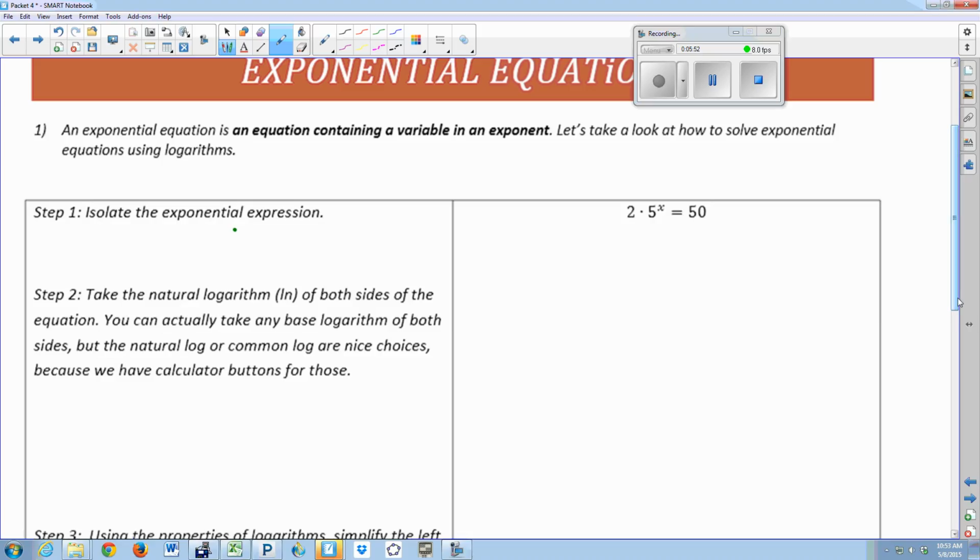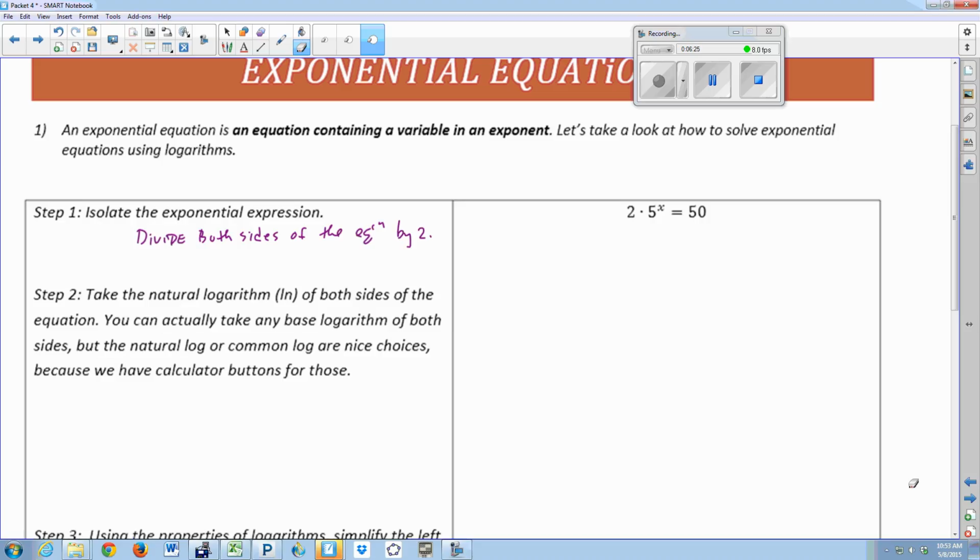So to do that, how would I undo this? What would be the first step here to get that 5 to the x all by itself? What would I do? Taylor? Divide by 2. I would divide both sides of the equation by 2, right? Because I'm undoing the multiplication of 2 that's right there in front of 5 to the x. So divide both sides of the equation by 2.